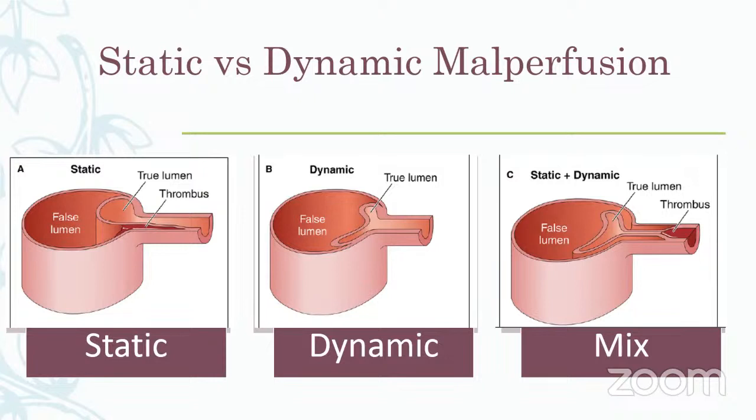The dynamic malperfusion will occur when the false lumen becomes persistently pressurized and compresses the true lumen. So this in turn will push the dissection flap against the ostium of the affected branch vessel, and this will reduce or occlude its flow. And sometimes a branch vessel can suffer from both static and dynamic obstruction at the same time.